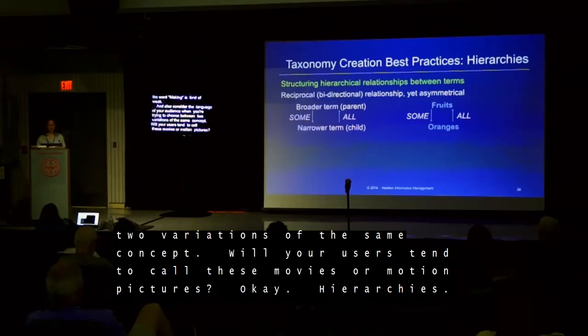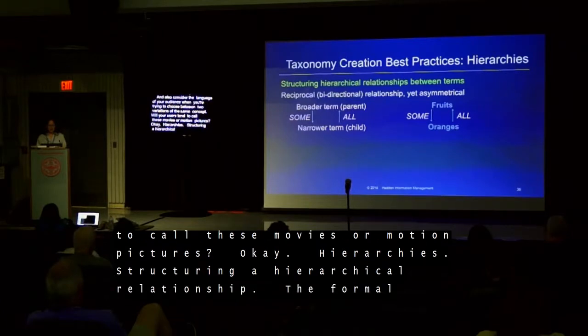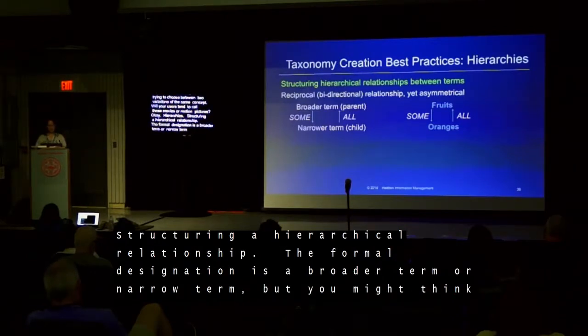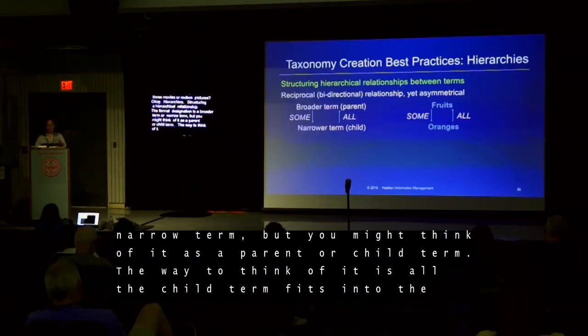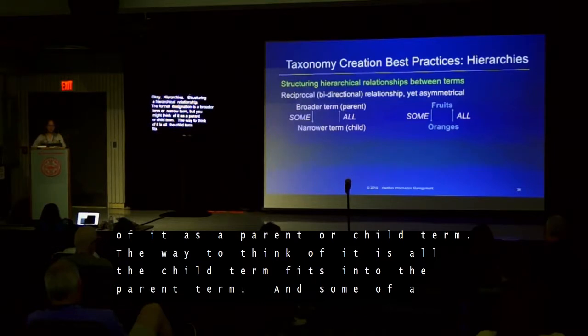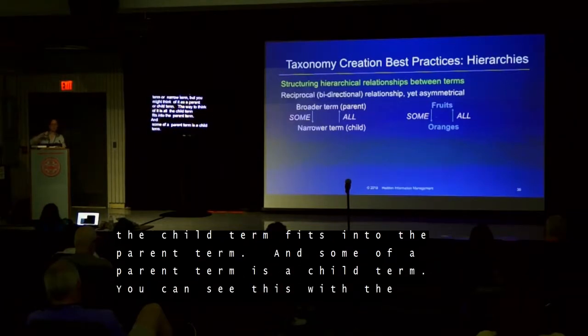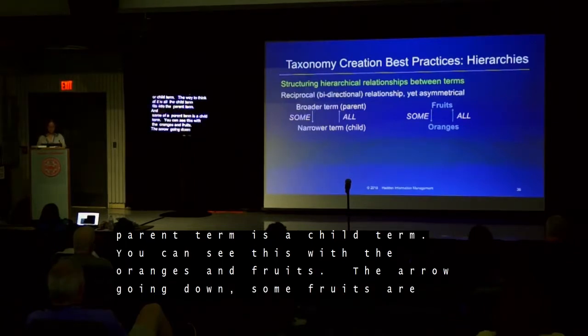Okay, hierarchies, structuring the hierarchical relationship. The formal designation is broader term or narrower term, but you might think of it as parent or child term. The way to think of it is that all of a child term fits into the parent term, and some of a parent term is a child term. So I think you can see this with the oranges and fruits, the arrow going down, some fruits are oranges, and then the arrow going up on the right, all oranges are fruits. And it has to be that way in all cases.